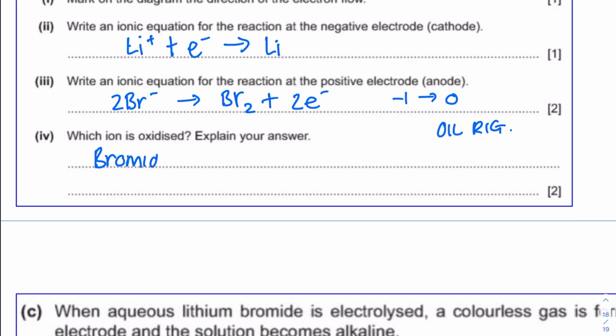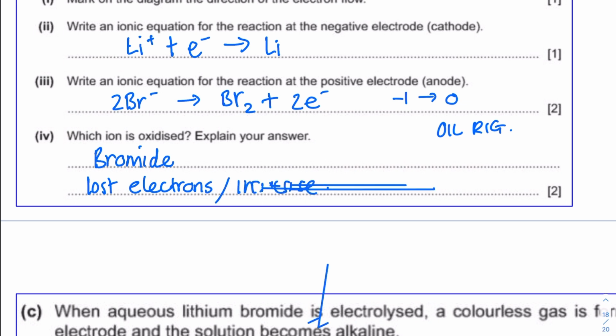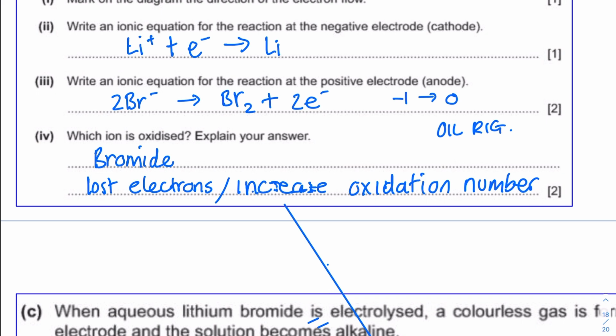The bromide ion. Don't fall into the trap of saying bromine, because bromine hasn't been oxidized. Bromine is in fact a product. The bromide has been oxidized to bromine. It has lost electrons. You can also say it's had an increase in oxidation number. You don't have to say both, either or is fine.